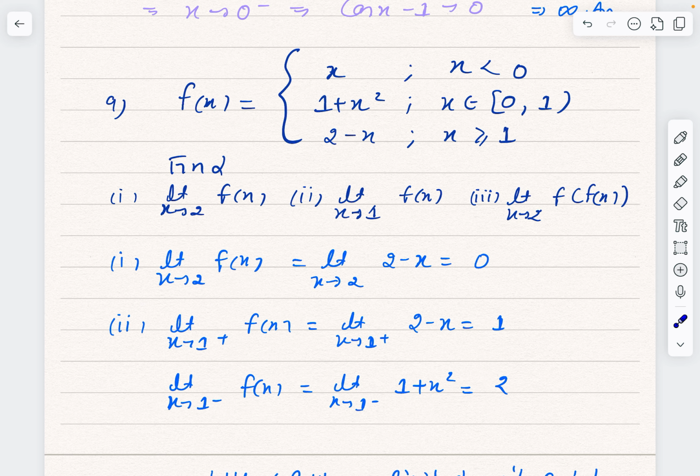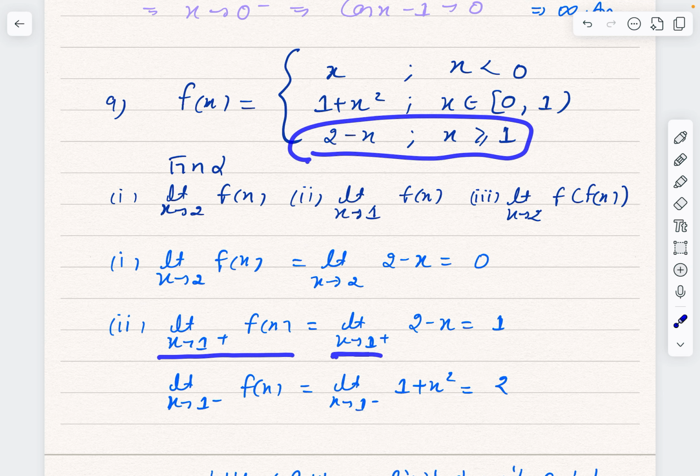Okay, so you have to decide where to check and where not to check. Just keep in mind, if you see the function changing in LHL, RHL, we have to check separately. But if you feel it is the same, then we don't have to check. So in this case, the function is changing, so we have to check limit x tends to 1 positive of f of x. So for 1 positive, it will lie here.